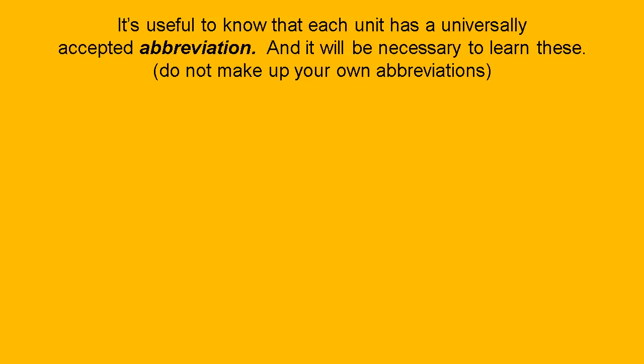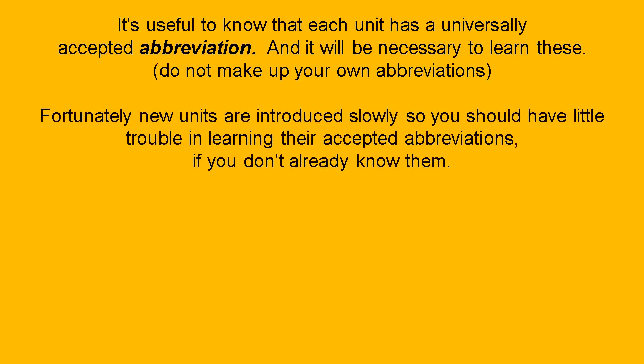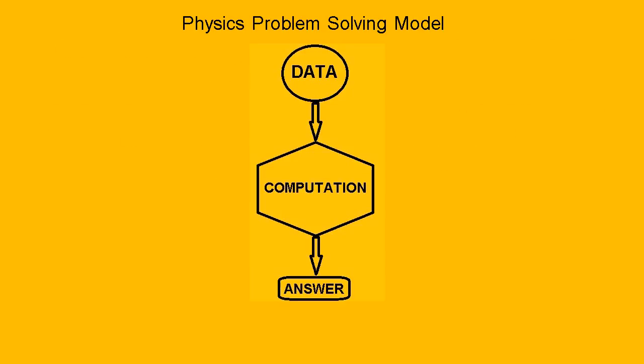It is useful to know that each unit has a universally accepted abbreviation, and it will be necessary to learn these. One hint is that you shouldn't make up your own abbreviations, but learn the accepted abbreviations. You already know some of these, of course, from chemistry and other courses. Fortunately, new units are introduced slowly, so you should have little trouble in learning the accepted abbreviations.